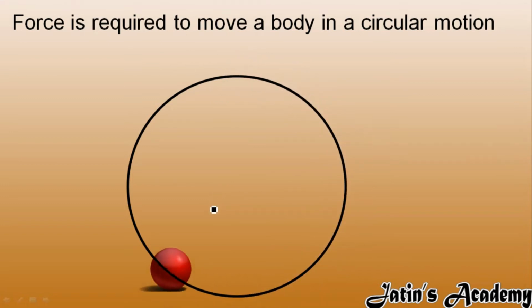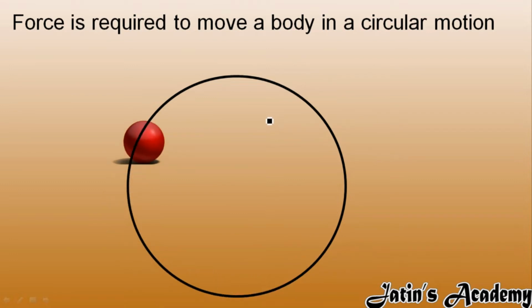Carefully see. In order to move a body in a circular motion, what is the circular motion? In circular motion, the magnitude is constant, but the direction keeps on changing. As the direction keeps on changing, a constant force is required to make the body move in a variable direction. It means we have to apply a continuous force on a body so that the body will change its direction.